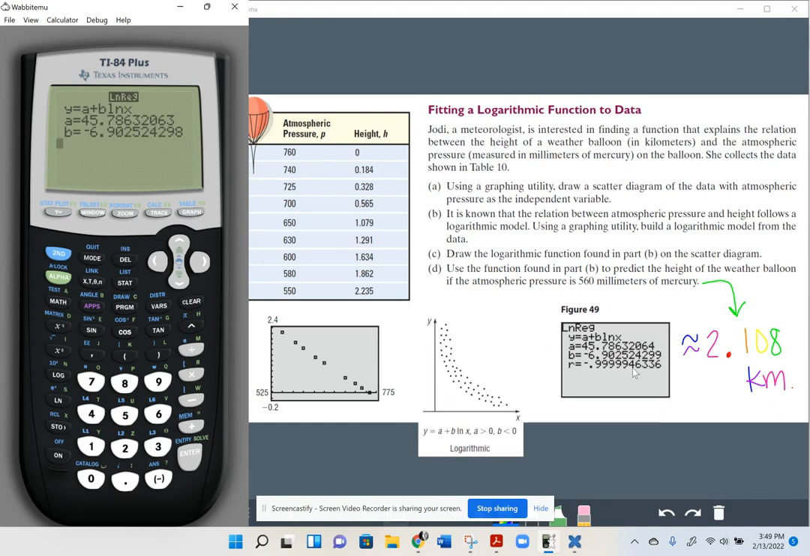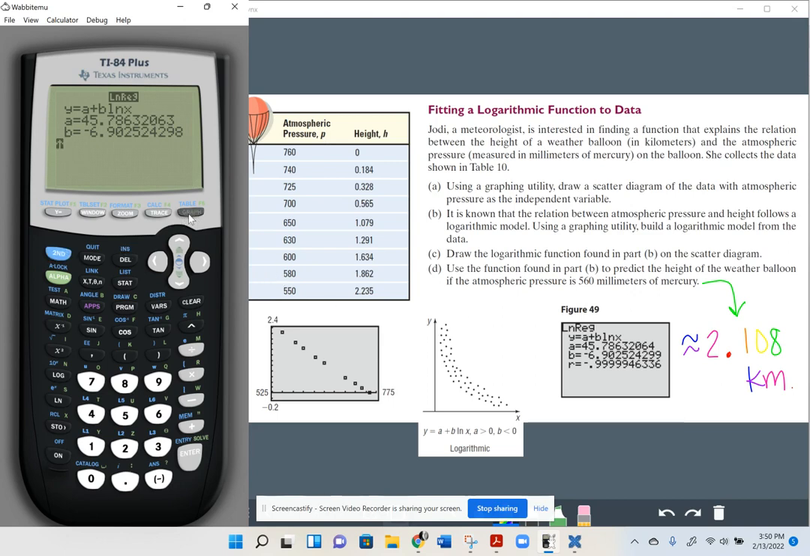So that's going to be our equation, and we can do a lot with that. But let's say that Jody, lovely Jody, wants to predict the height of the weather balloon if the atmospheric pressure is 560 millimeters of mercury. So that means that X is 560.